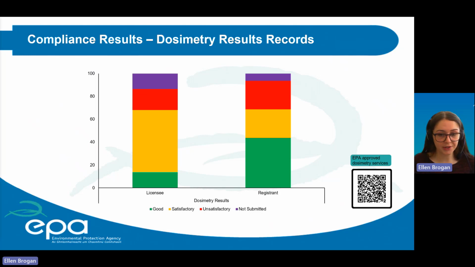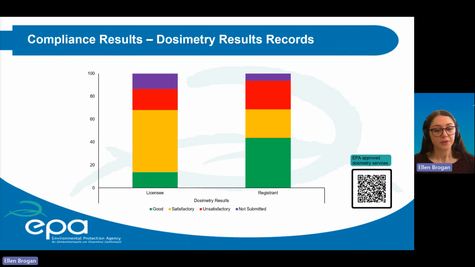And then dose records that were considered to be unsatisfactory, so in the red there, came from dosimetry providers that were no longer approved to operate in Ireland. So I just have a QR code there on the slide for all of the EPA approved dosimetry services.